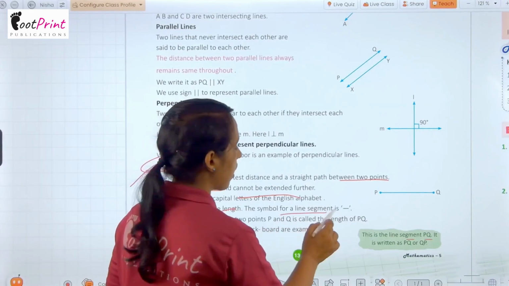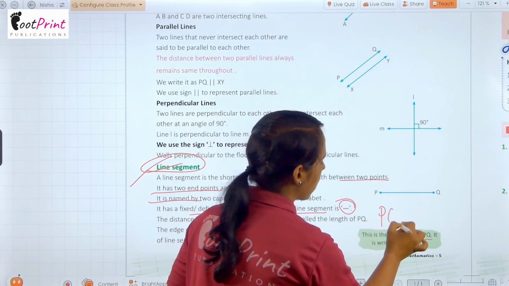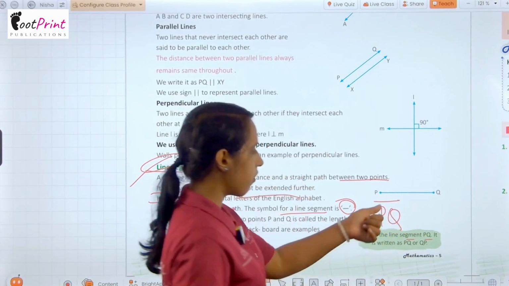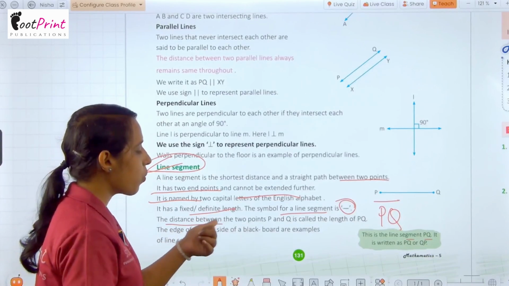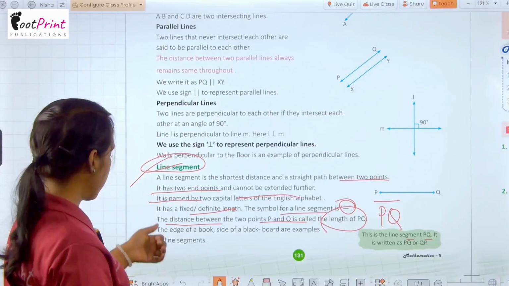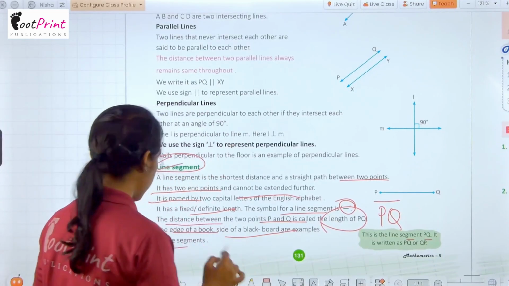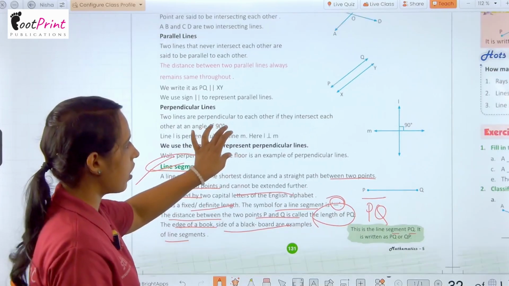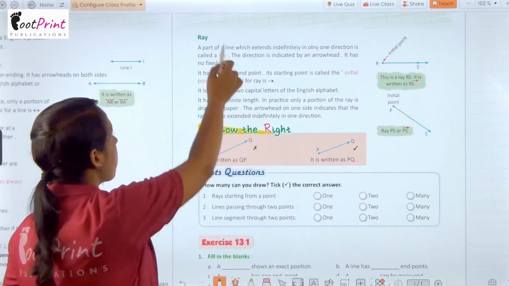The symbol for a line segment is this. Means if I am writing here PQ line segment, so I will use this symbol for that. Okay, the distance between the 2 points P and Q is called the length of PQ. The edges of both sides of the blackboard are examples of line segments. Okay, they cannot extend.